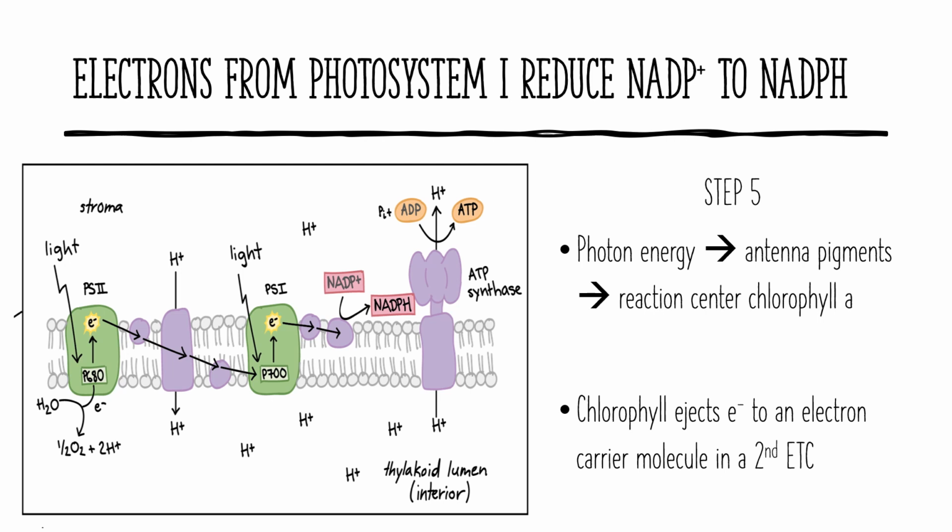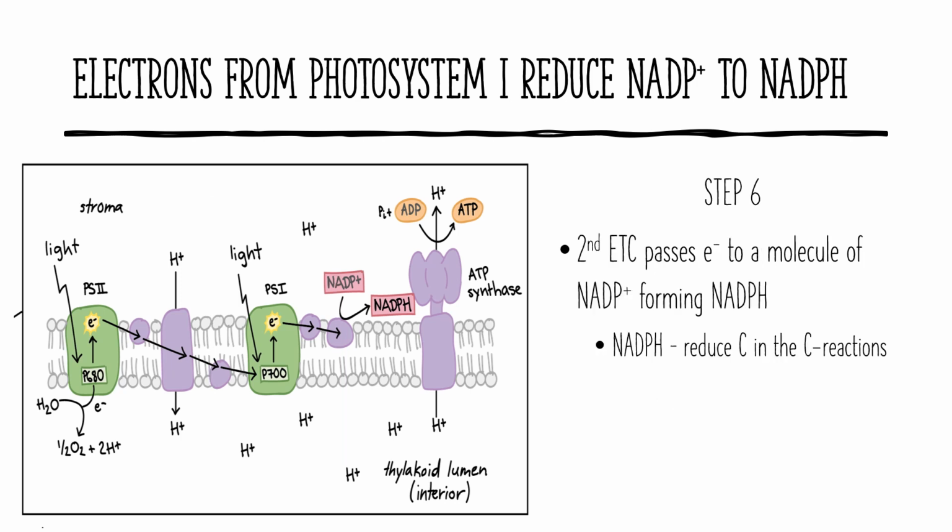Next, we have electrons from photosystem 1 reducing NADP plus to NADPH. Photosystem 1 functions much as photosystem 2 does, which means we again will need light. Photon energy strikes energy-absorbing antenna pigment molecules, which pass the energy to the reaction center chlorophyll A. The reactive chlorophyll molecule ejects electrons to an electron carrier molecule in a second electron transport chain.